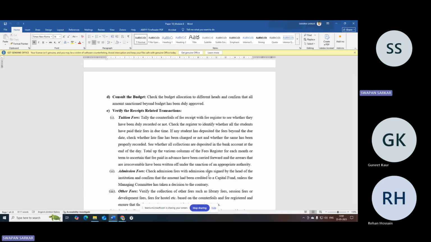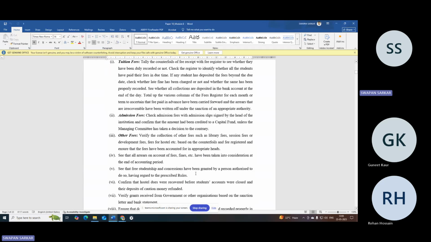See whether all collections are deposited in the bank account at the end of the day. Total up the various columns of the fee register for each month or term to ascertain that fees paid in advance have been carried forward and the arrears that are irrecoverable have been written off under the sanction of the appropriate authority. Then admission fee. Check admission fee with admission slips signed by the head of the institution and confirm that the amount has been credited to its capital fund unless the managing committee has taken a decision otherwise.